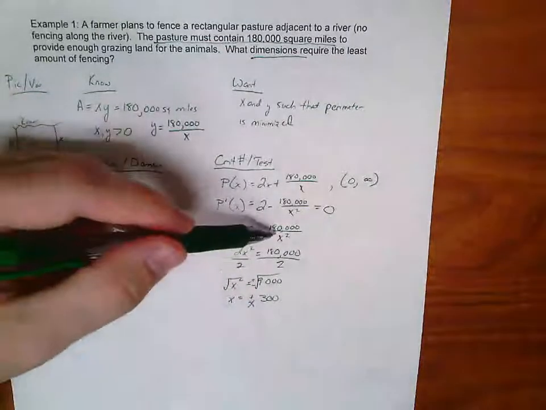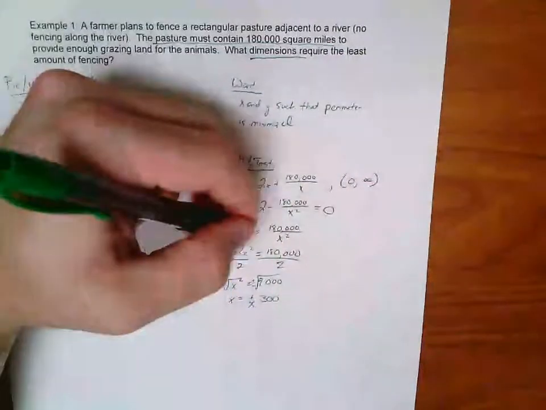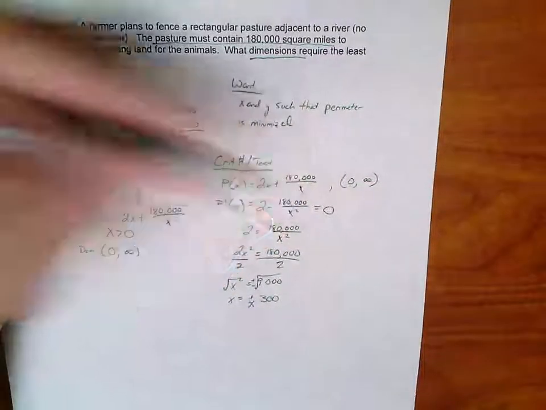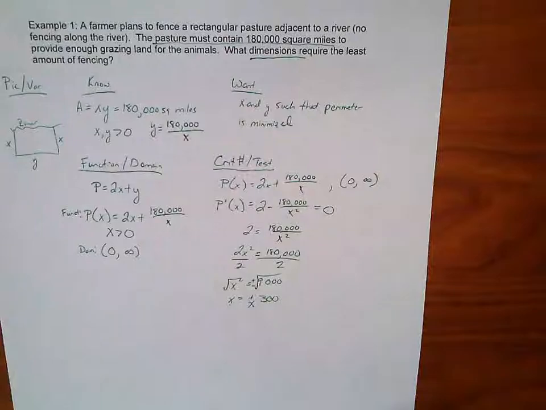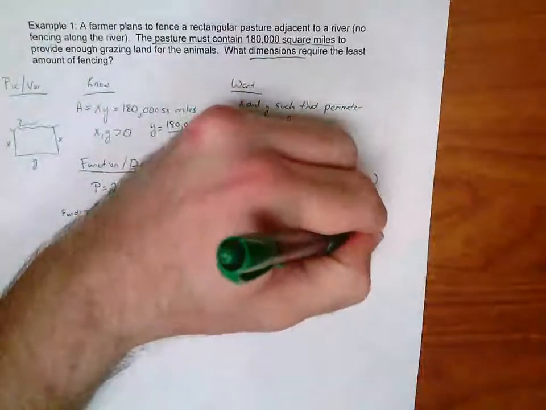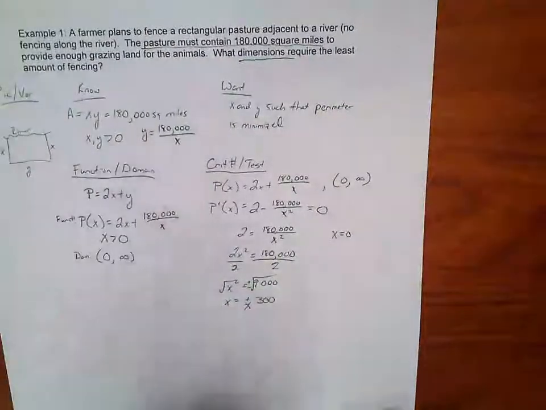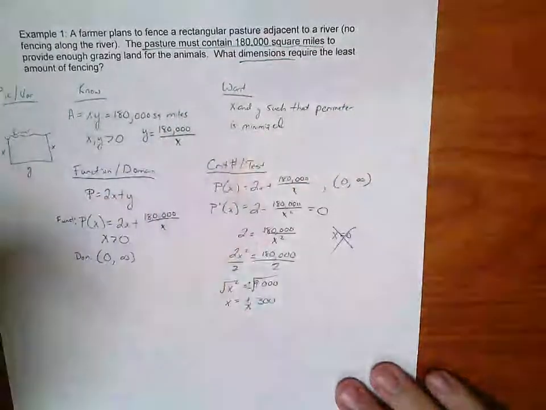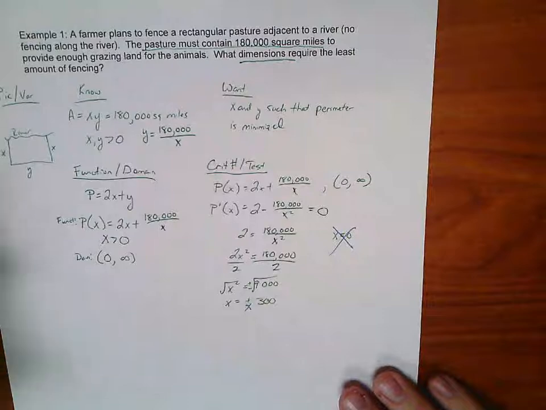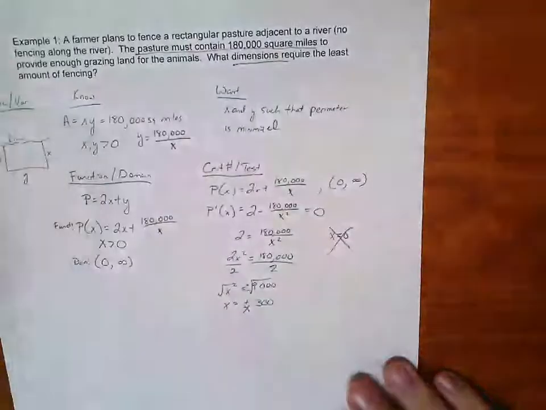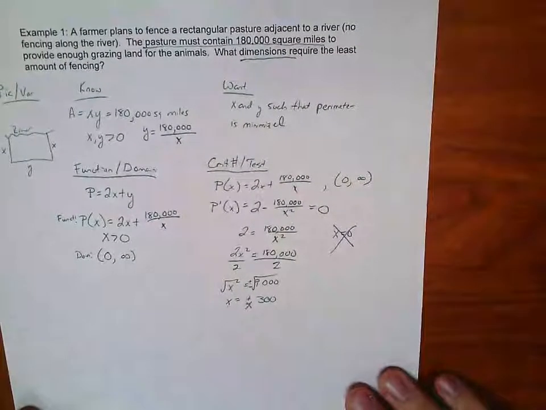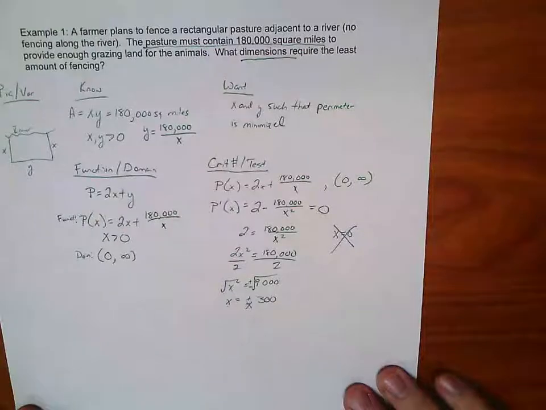Now, think about where it's undefined. That's where the denominator is 0. Where's it going to be undefined? Whenever x equals 0, right? But we don't have to test that. Why not? It's not a critical number because it's not in the domain of our function. So the only critical number we have to test is 300.